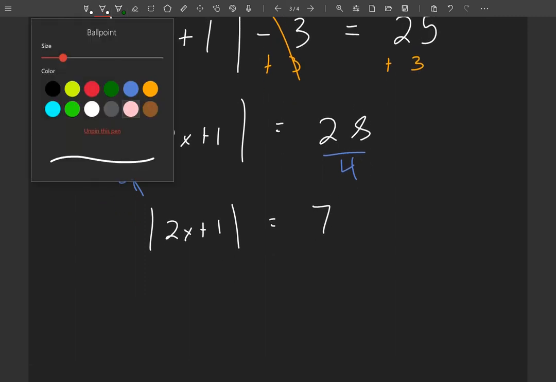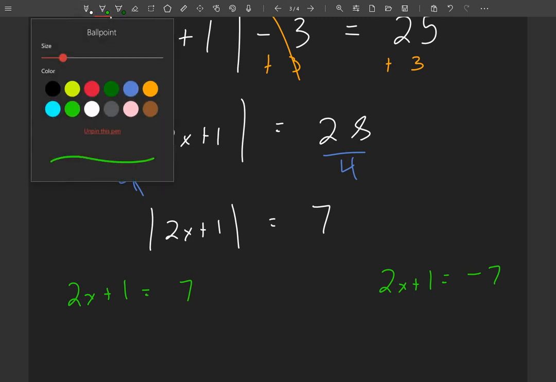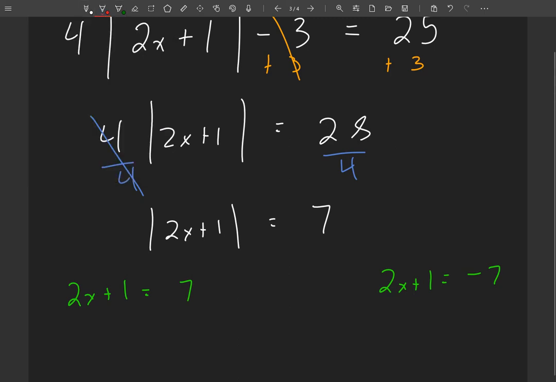And now, at this point, and only at this point, am I going to break this apart. Let's use green. 2x plus 1 equals 7, and 2x plus 1 equals negative 7. All right, so those are my 2 equations. Now I'm going to go down here and solve them. If I subtract 1 from both sides, I get 6. Divide that by 2, I get 3, right?